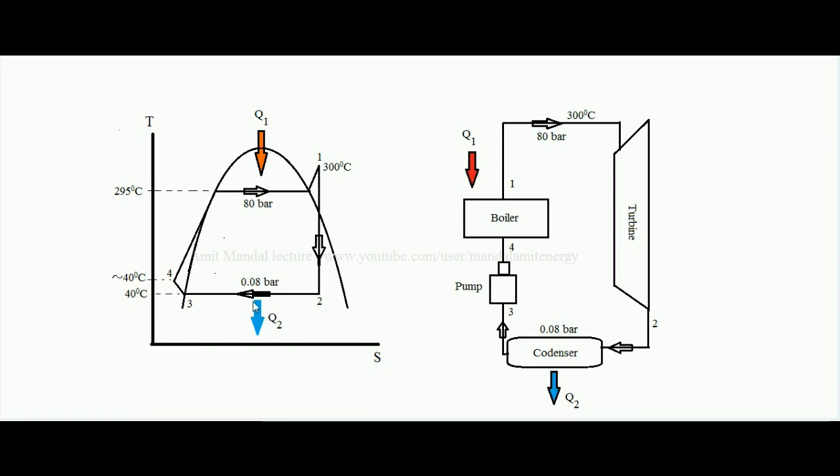Now the problem is that in the condenser the temperature of the steam is the lowest compared to the other parts of the cycle. So in case we want to revert this heat back to the cycle, it is impossible.